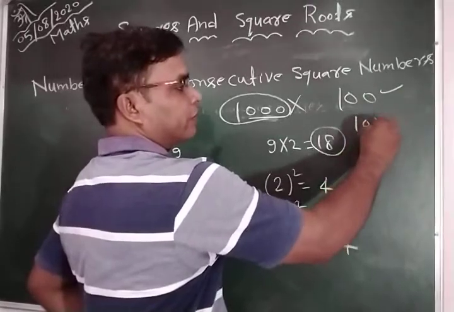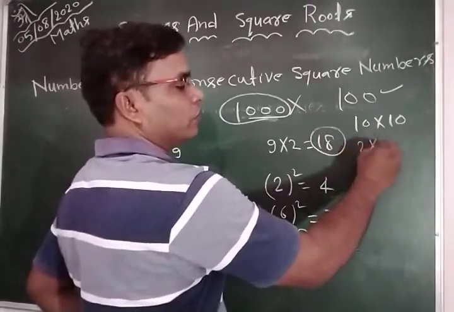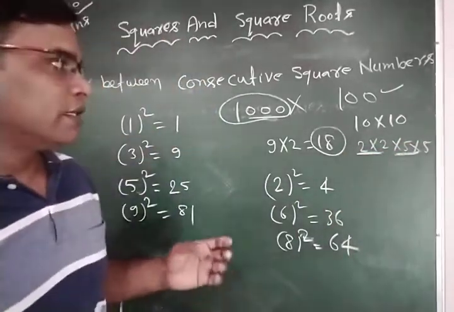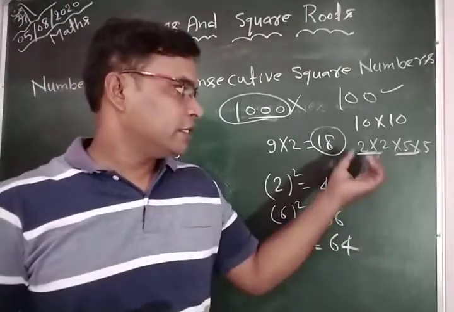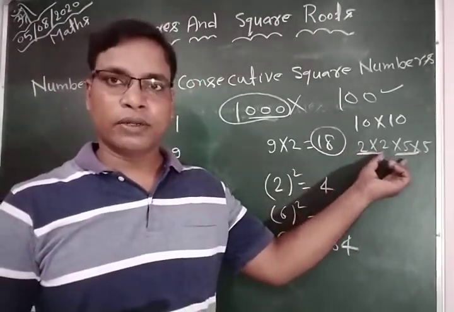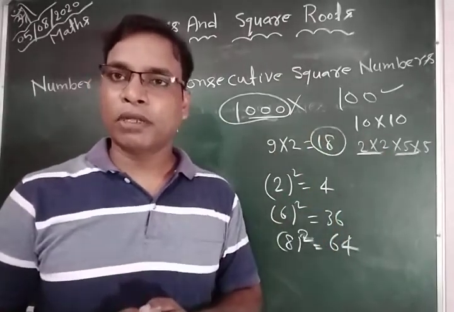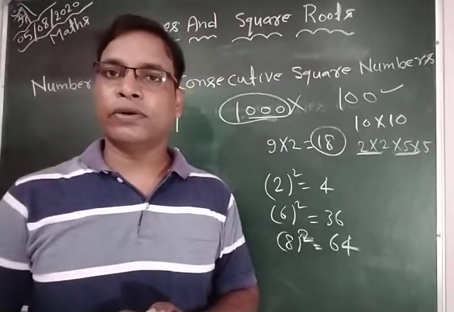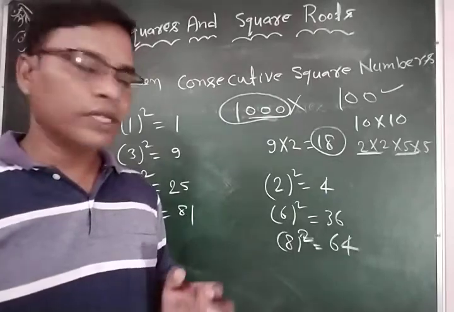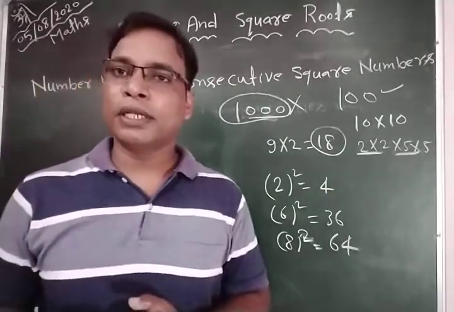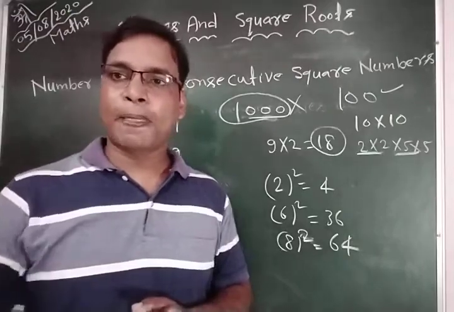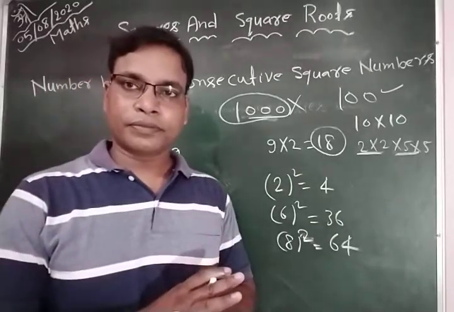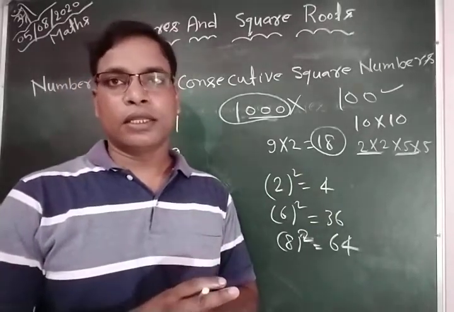This is equal to 10 into 10, or you can write 2 into 2 into 5 into 5. You can see the prime factors here are in equal pairs. If any number has pairs of equal prime factors, then you can say this is a square number or perfect square. This is a way to know whether the given number is a perfect square or not, if you express it in pairs of equal prime factors.